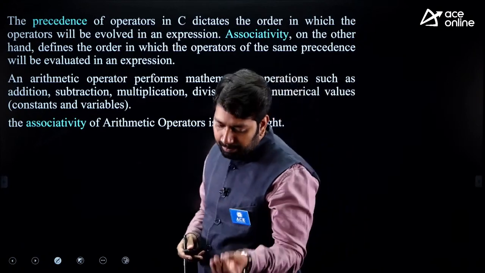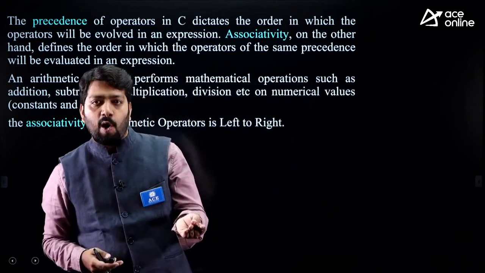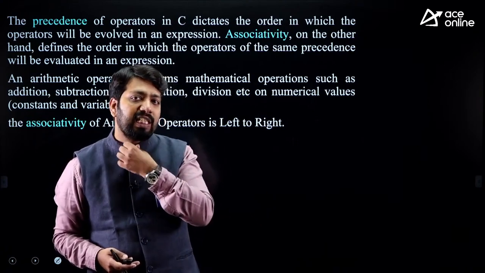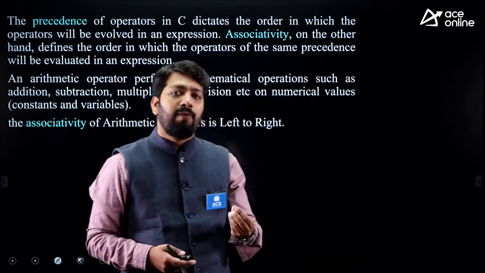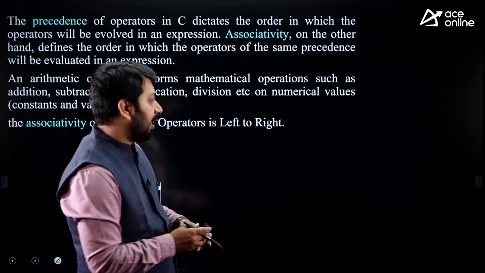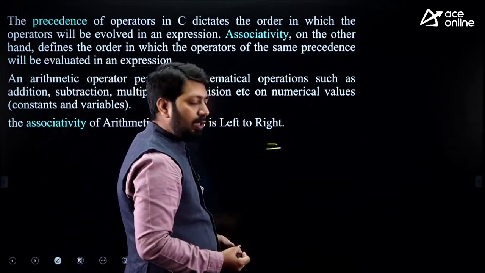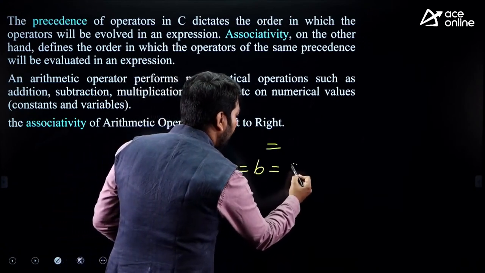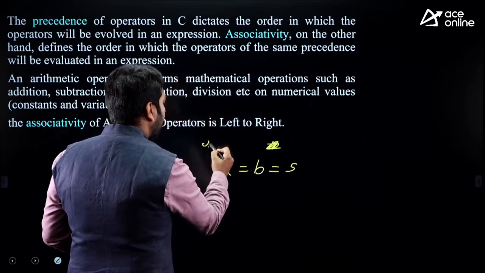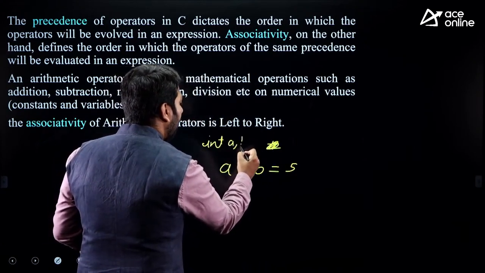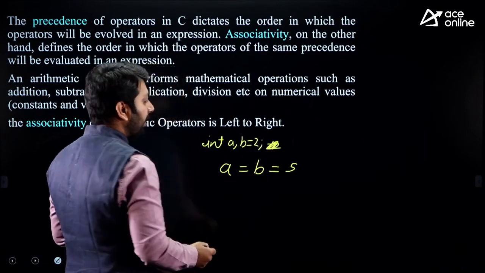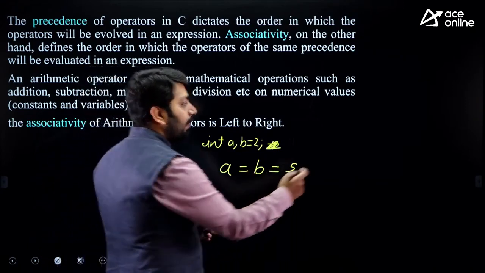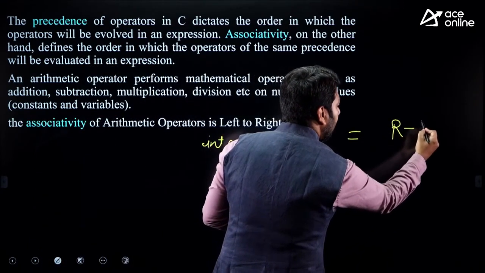Now you might be thinking, sir, plus, minus, multiply, divide, mod, all operations have left to right. So where do we use right to left associativity? There are very few operators which use right to left. For example, equal to uses right to left. For example, if I am writing A equal to B equal to 5 and before that I am writing int A comma B equal to 2. Fine. Now it has what? Right to left. Equal to operator has associativity right to left.